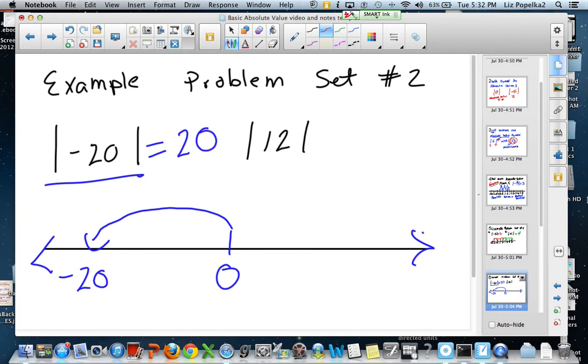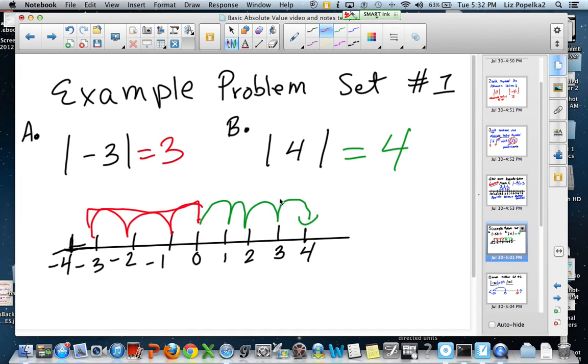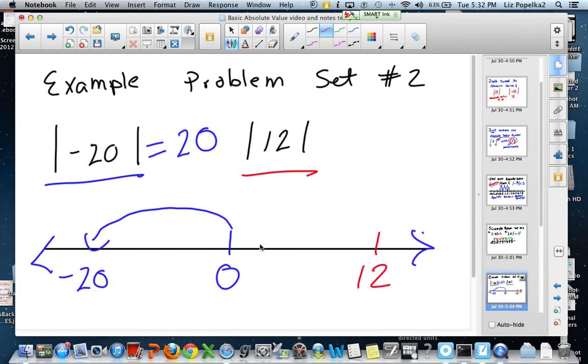To do the absolute value of a positive 12, I would hop from 0 over to the positive 12. So just like going from 0 to positive 4 took 1, 2, 3, 4 steps, that means to go from 0 to 12, it's going to take me positive 12 steps. So therefore the absolute value of 12 is 12.